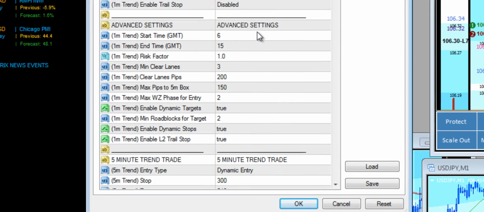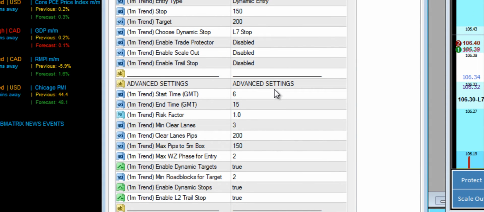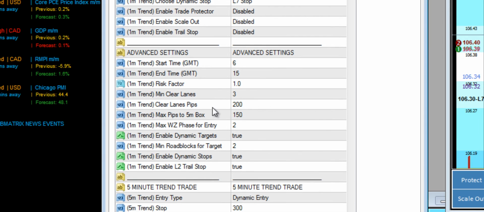Quickly then, and all the setups are pretty much the same for every trend, so I can just show you this and then quickly go through the 5 and 15, and then we'll kind of call it for the day. We've done clear lanes. We've got clear lane pips, 20 pips. You got to put that extra 0 on pips, by the way. We go to the maximum white zone phase, and we'll do a session on the white zone. Enable our dynamic targets, and then set our dynamic targets, and enable our dynamic stops.